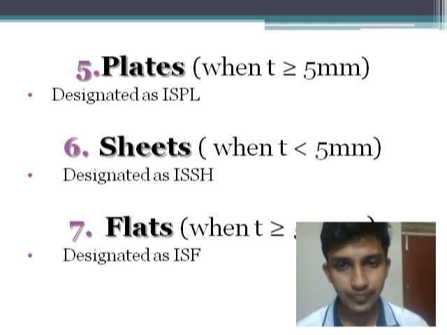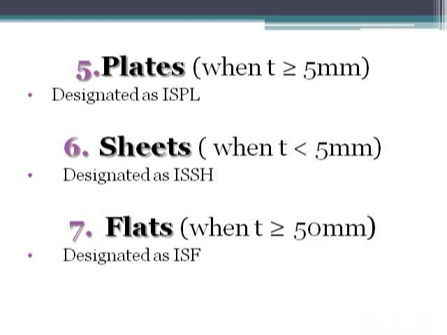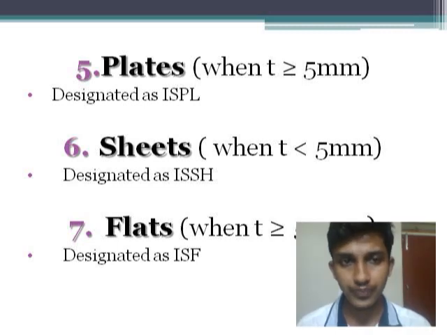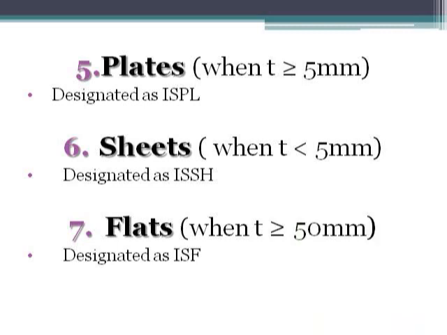And then we have flats. When we require thickness greater than or equal to 50 mm, then we go for flats. Then we select flat sections, and that is designated as ISF. F represents flat. Obviously, as compared to plates and sheets, it will have more strength, and we use it to carry more loads. So this is the overall classification according to the availability of the sections in the market from Indian rolled steel.